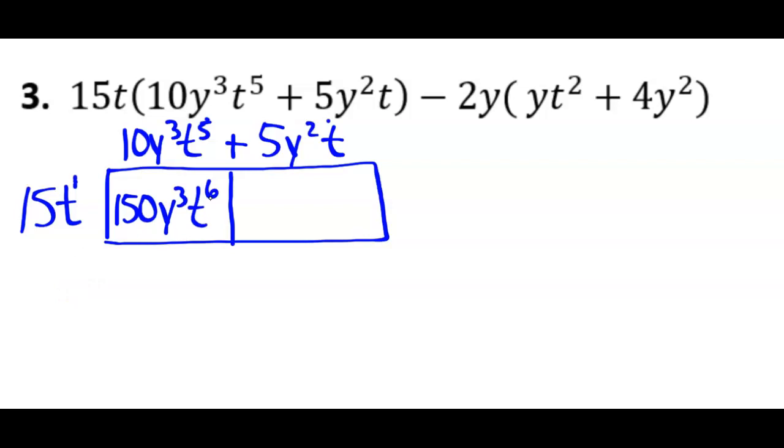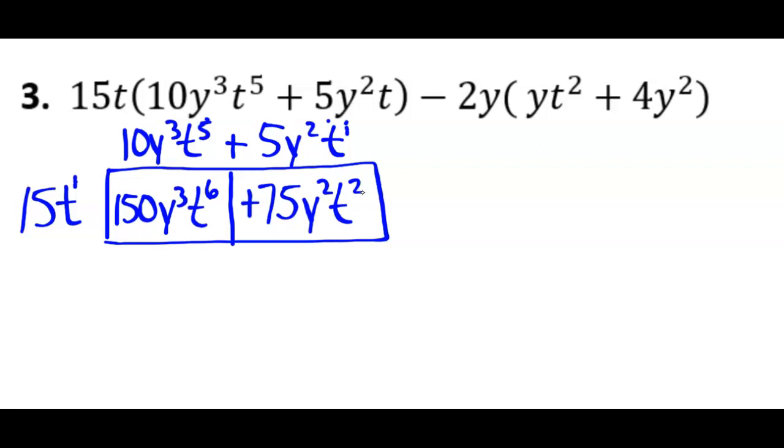15 times 5 gives me positive 75. My y's are going to stay the same. And again, my t's are going to change. There's a t to the 1 here, a t to the 1 there. So I'm going to get t squared. So I need you to get in the habit of any time you multiply t times t or x times x to make sure that you square that.